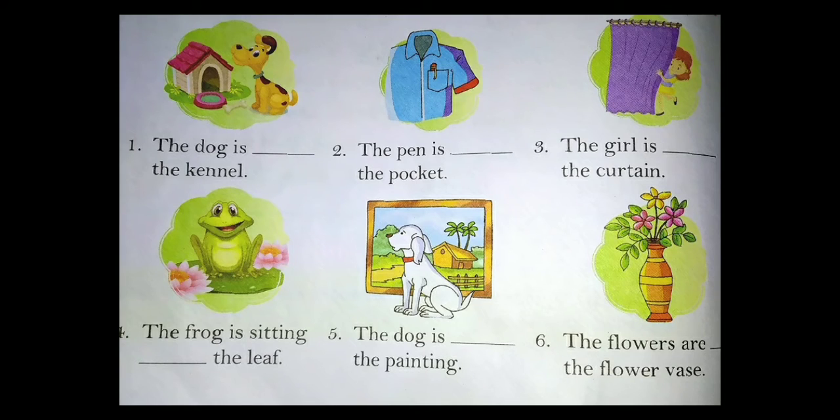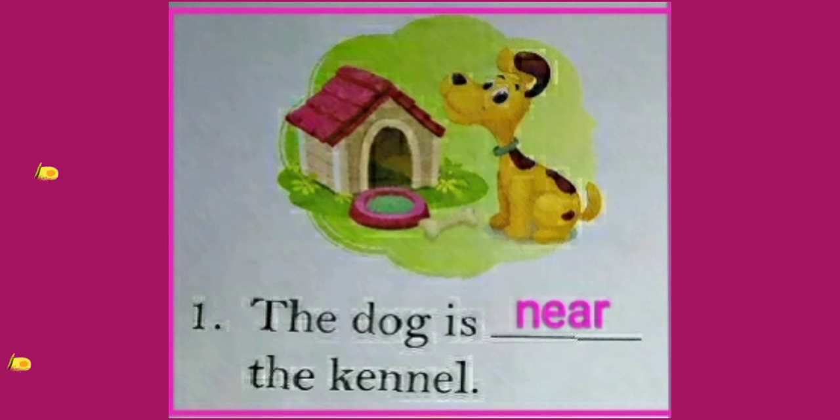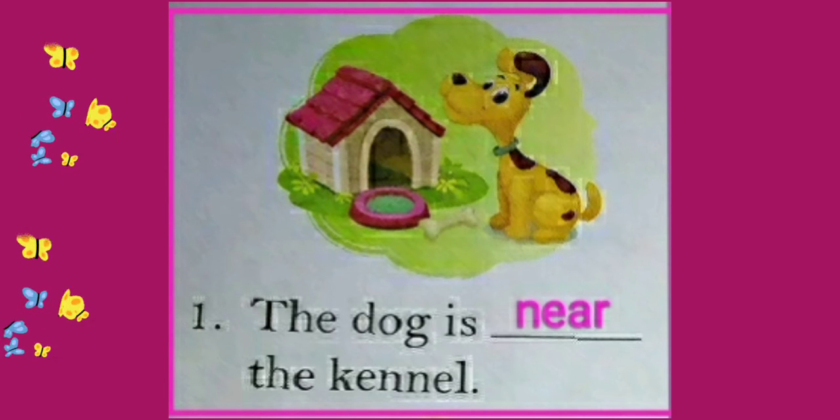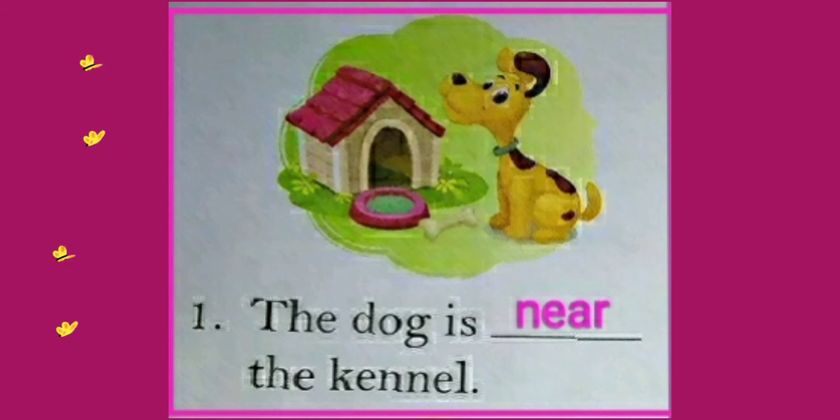Now let's discuss the exercise. Look at the pictures and fill in the blanks. The dog is dash the kennel. So where is the position of dog? The dog is near the kennel. That means next to the kennel.